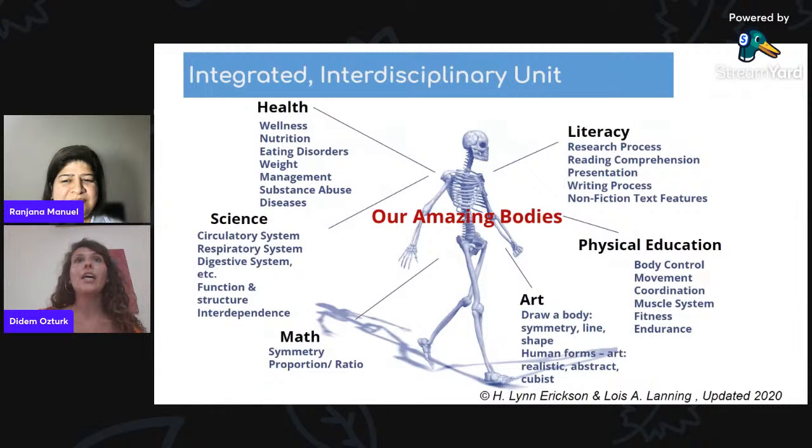Now, if we move to an interdisciplinary unit, it starts giving us more connections, such as with our amazing bodies. In literacy, we can talk about the research process and so many different reading comprehension and related reading topics about our amazing bodies. Or when it goes to physical education, related to body control, movement, and coordination. When it's about art, drawing a body, seeing the similarities and the things on the body that make a relation with art. And then math and science and health, it's all connected to our amazing bodies, where it can lead to a big idea to understand.